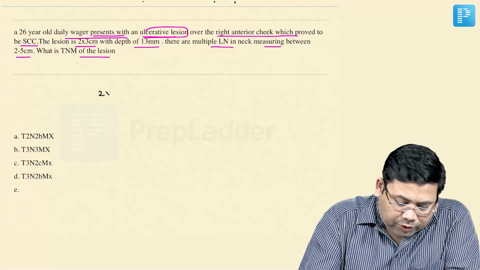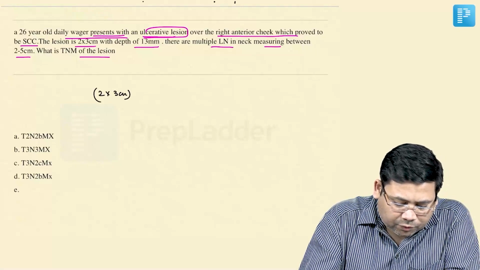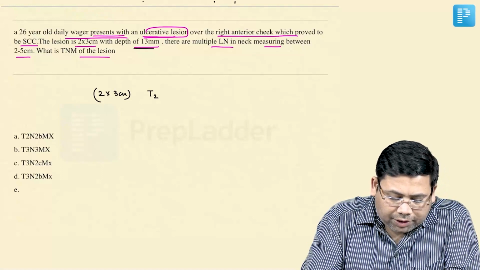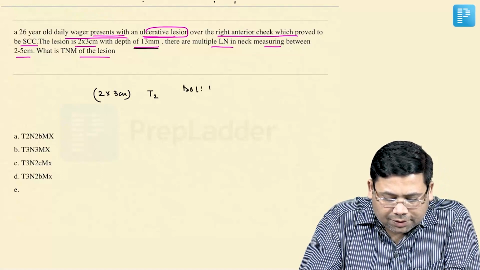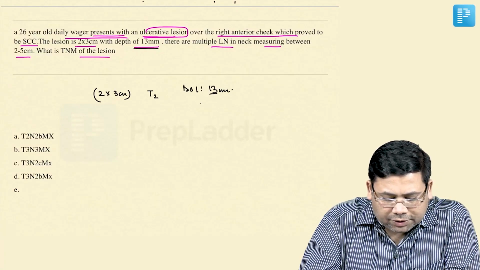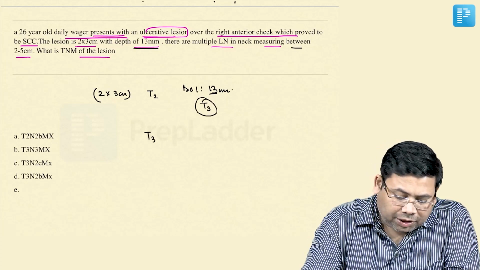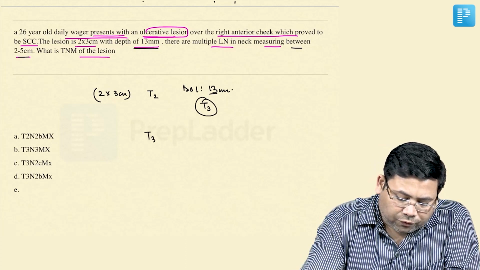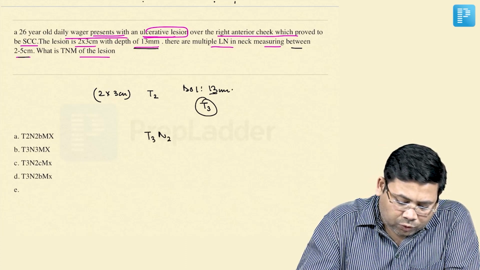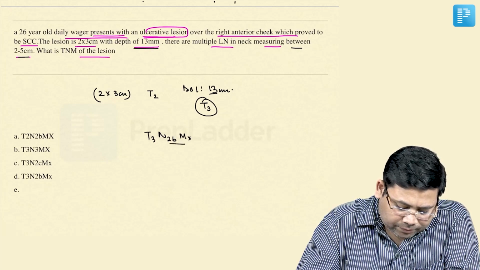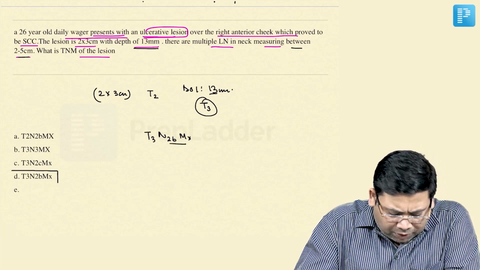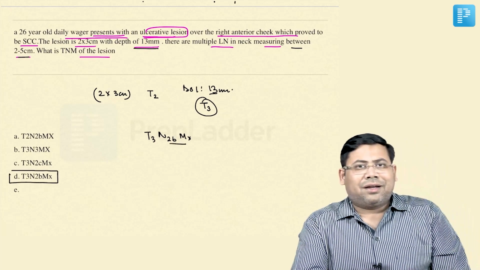The size of the lesion is 2 by 3. According to size, it qualifies for T2. But the depth of invasion is 13 mm, so according to this it qualifies for T3. So the T is T3. Multiple lymph nodes of 2 to 5 centimeters, so N2B. So T3, N2B, MX. The answer for this is D. D is the right answer.